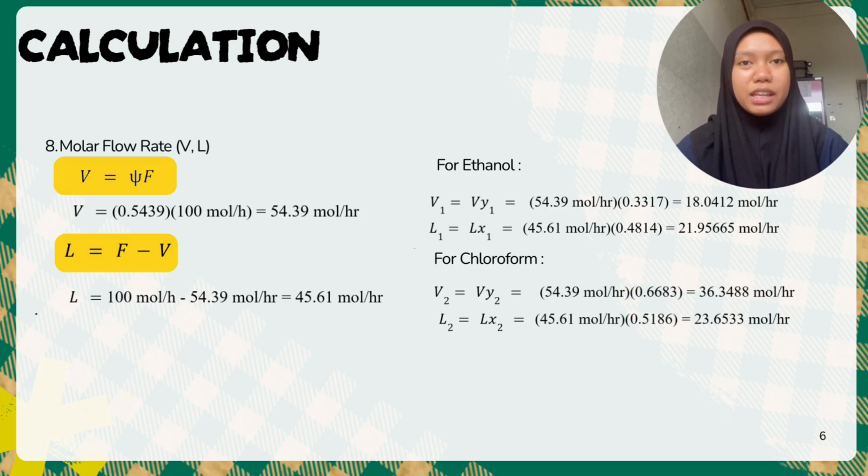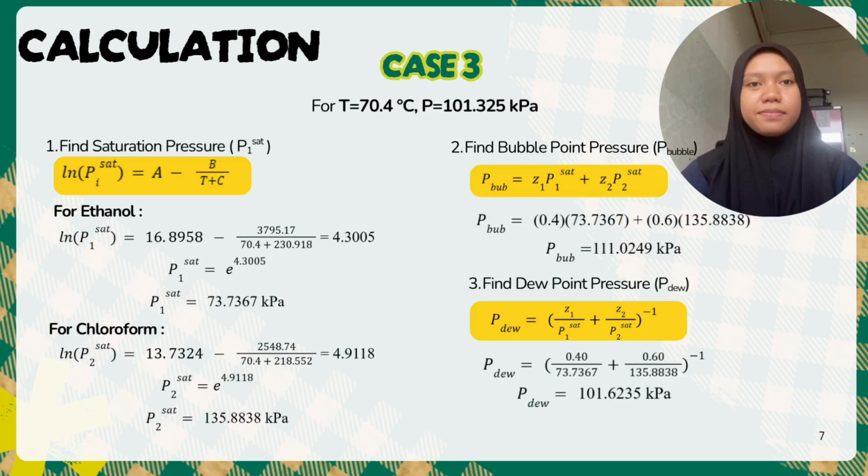So molar flow rate, this yields a balanced split: 54.4 mol per hour of vapor, high component enrichment, and excellent volume. Case 2 is then considered the optimal operating condition.